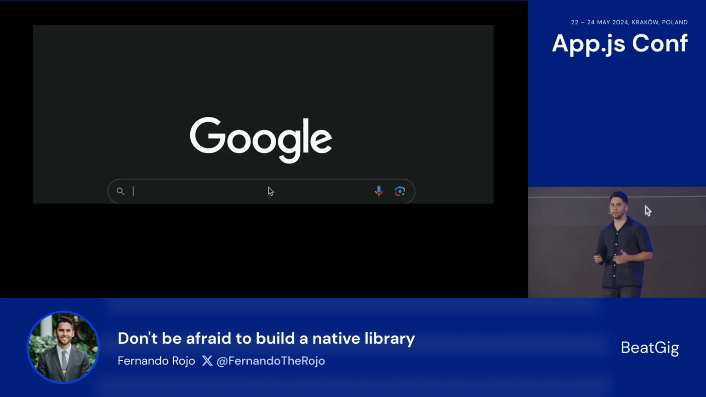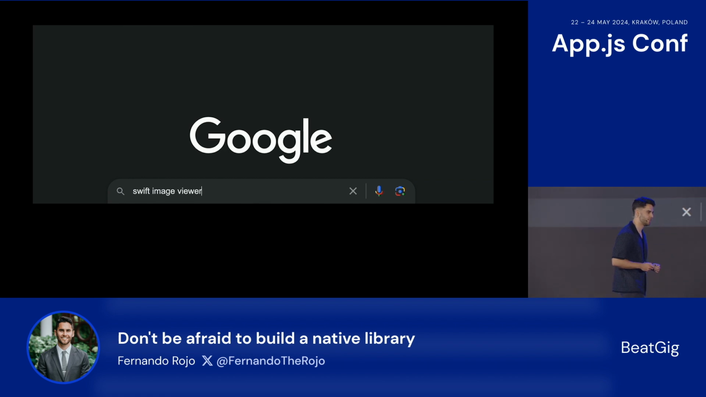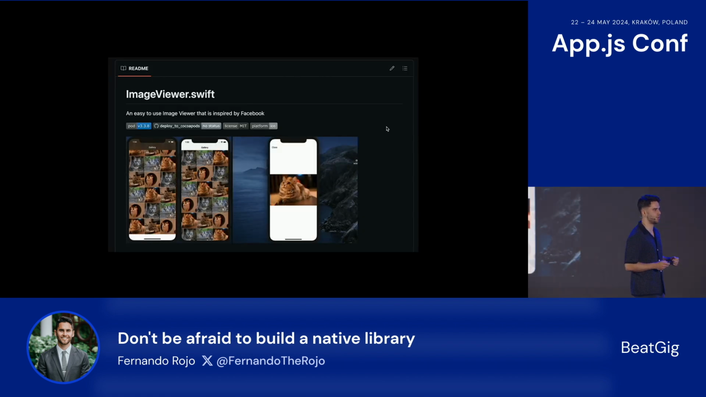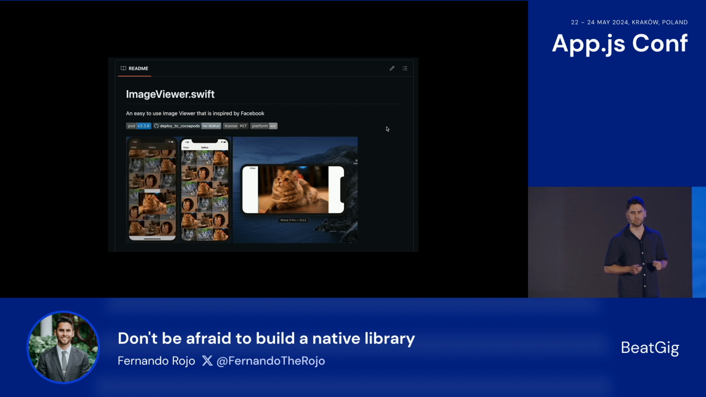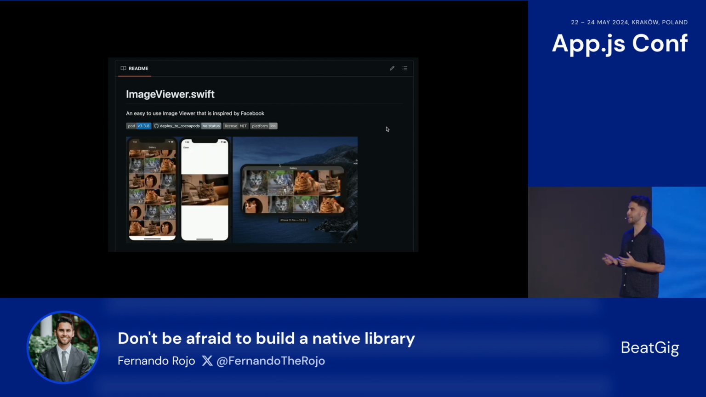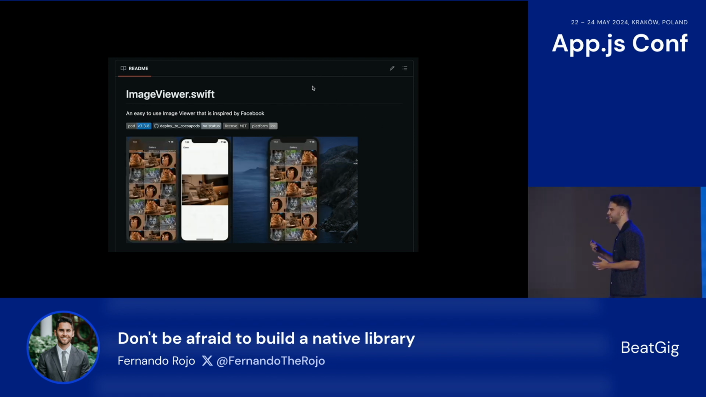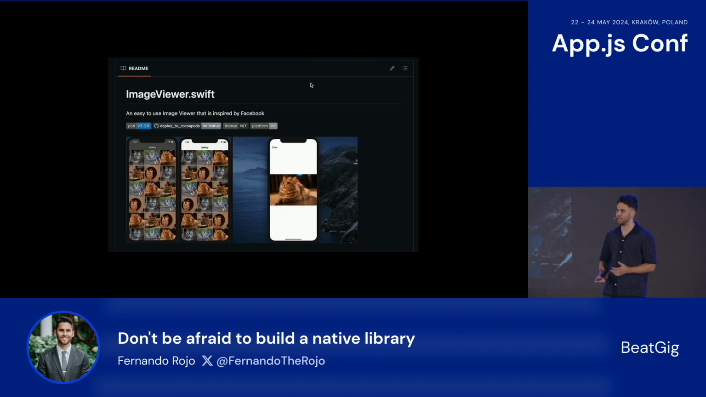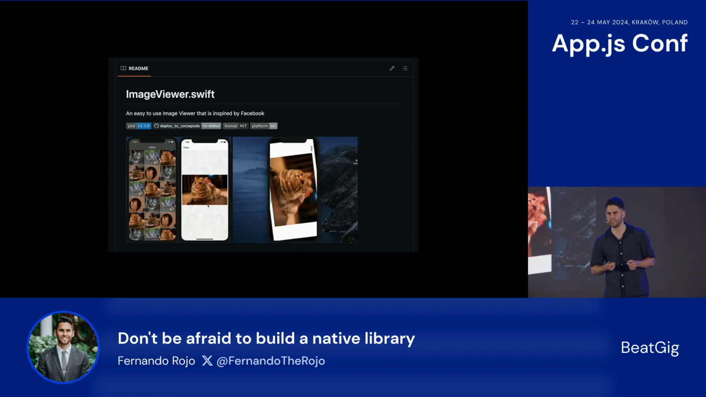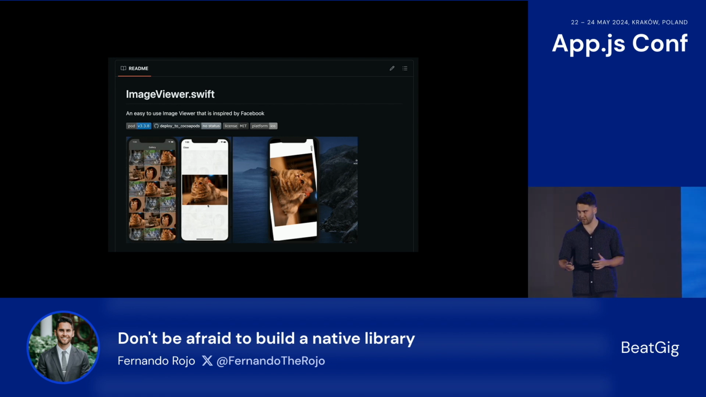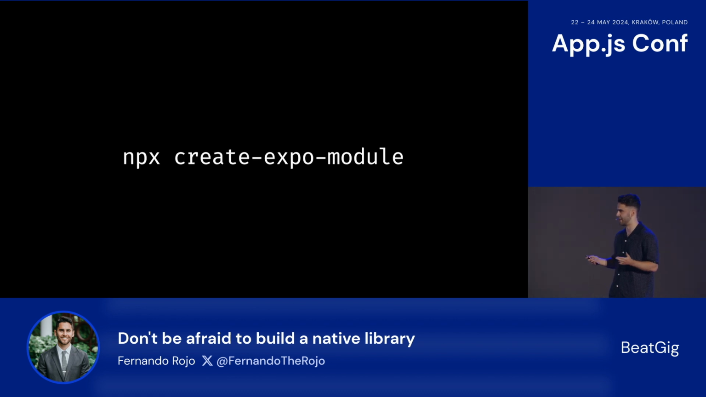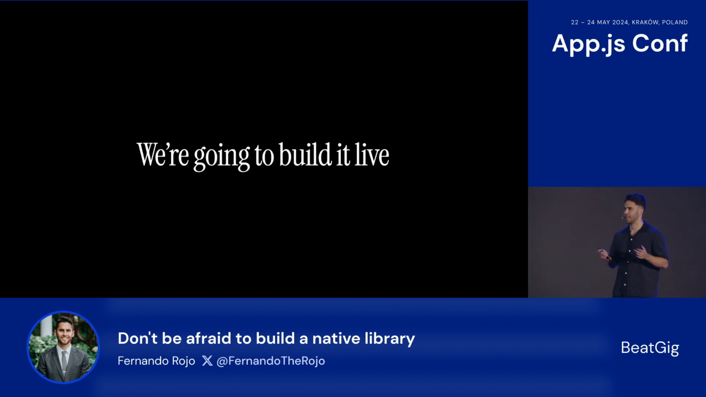So after searching for a similar library in Swift, I came across ImageViewer.swift from Michael Henry, and it looked pretty great. And I started wondering what would it take to get this to work in React Native. And the recording here makes it seem a little glitchier than it is because they're just some GIFs. And mind you, I have never built an app using Swift before. So I started by creating an Expo module. And we're going to build it live.